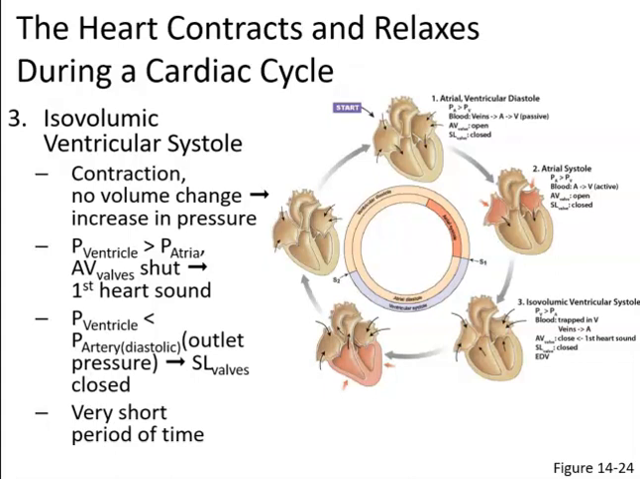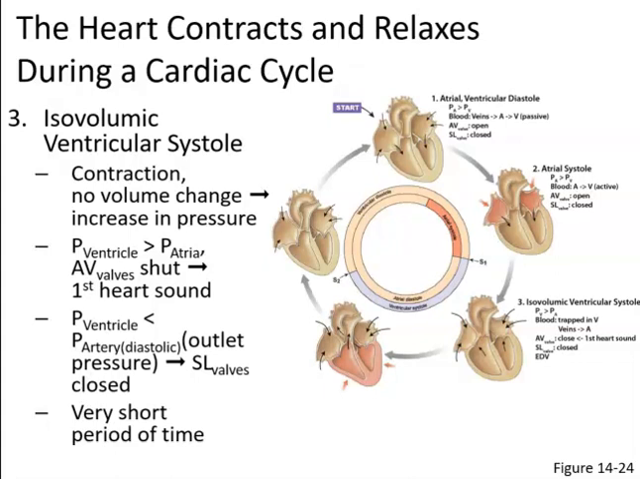Now, pressure, particularly in the left ventricle, is still less than the pressure in the aorta. We know typical blood pressure is 120 systole, 80 diastole. So in diastole, the pressure of the aorta is around 80 millimeters of mercury. So at this point, the pressure in the left ventricle is less than the pressure in the aorta, and the semilunar valves are still closed at this point.